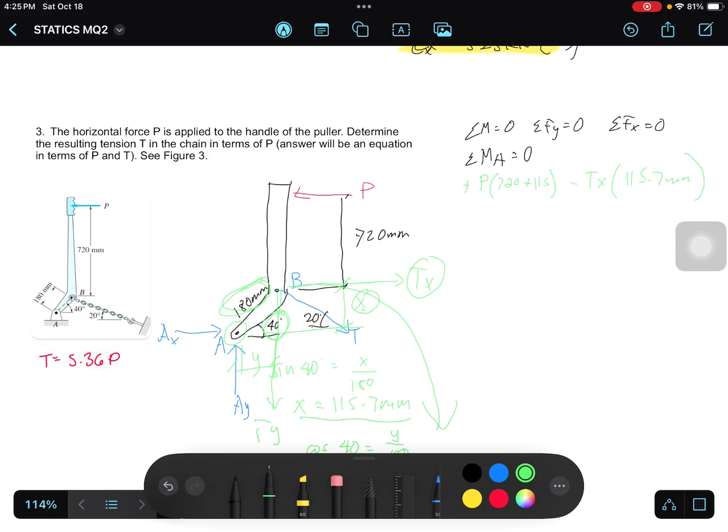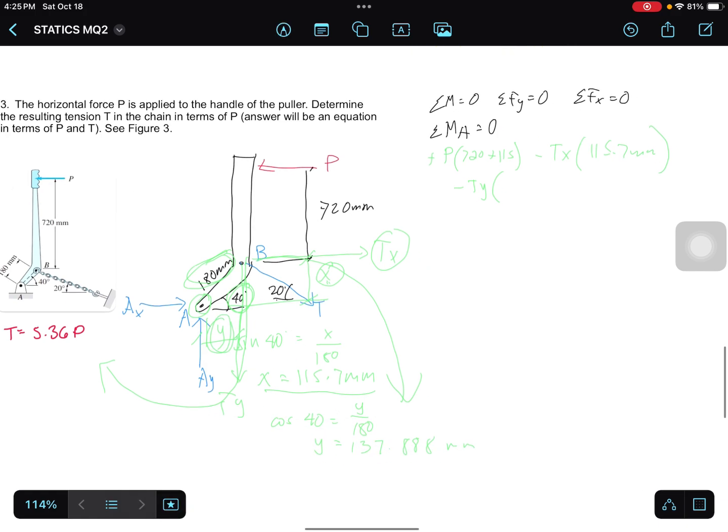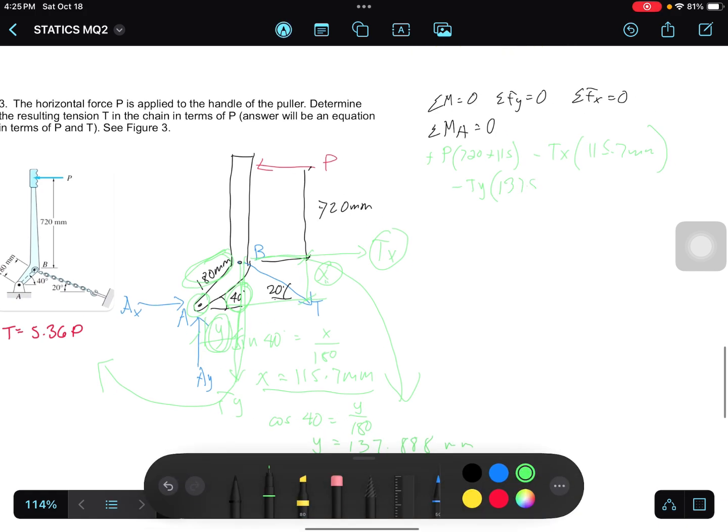Then, let's check TY. Kapag hihila to, pag ganyan din siya, so negative TY din, times, ano ang kanyang moment arm? It's Y. And Y is equal to 137.888 mm. So, wala na, no? That's all yung mga forces and reactions.